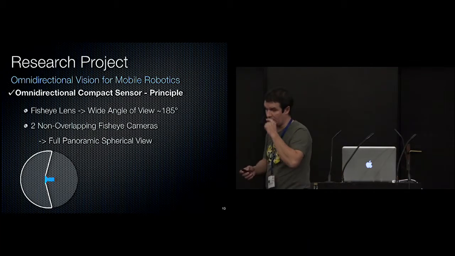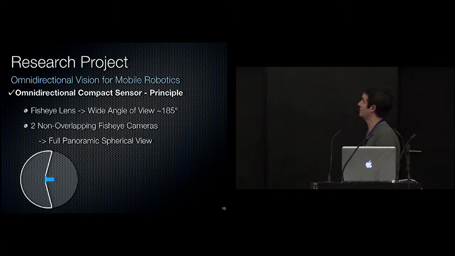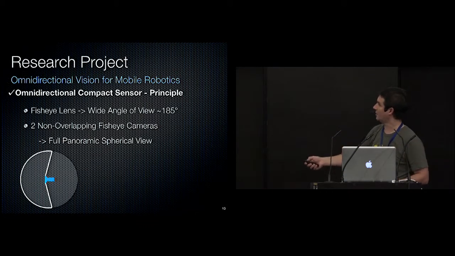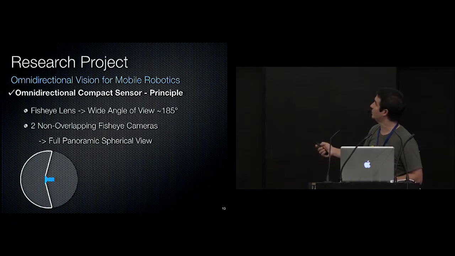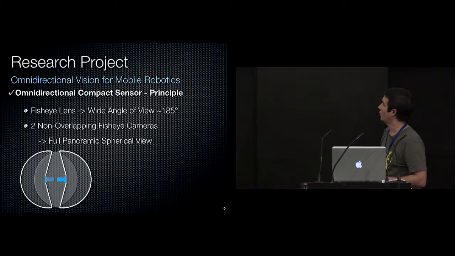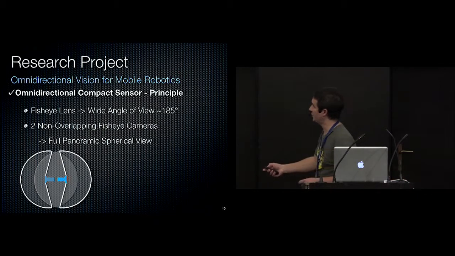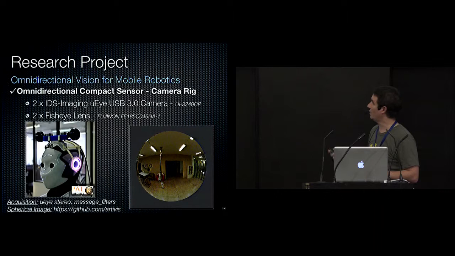About research, I just want to show you now an example of omnidirectional vision for mobile robotics. We work with fisheye lenses, which means very wide-angle lenses, in order to have a large environment perception. We designed a special hybrid sensor where we put two fisheyes back to back, and after performing offline calibration, we have a full panoramic spherical view. That's becoming quite classical, but we have here a quite quick implementation.